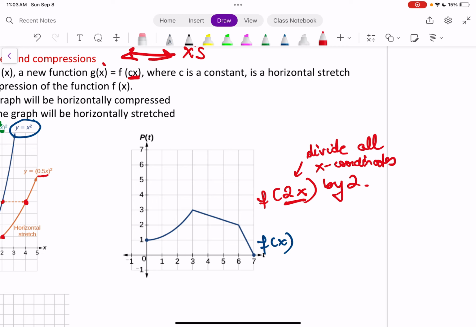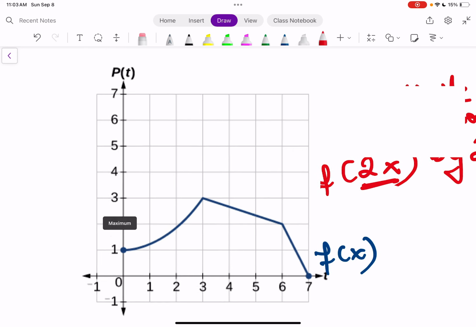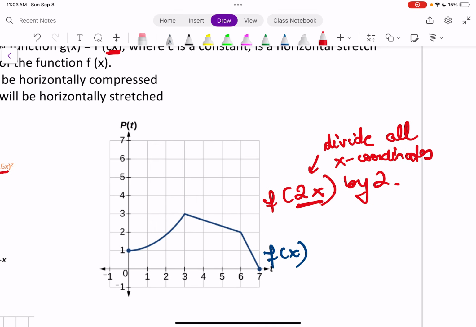So it's the opposite. Same as when it's at x minus 1, you added 1 to the x's. It's at x plus 2, we went left and we minused 2. So here the x coordinate of this point is 0. Dividing it by 2, it still says a 0. The x coordinate of this point is 3. Dividing it by 2 is a half.